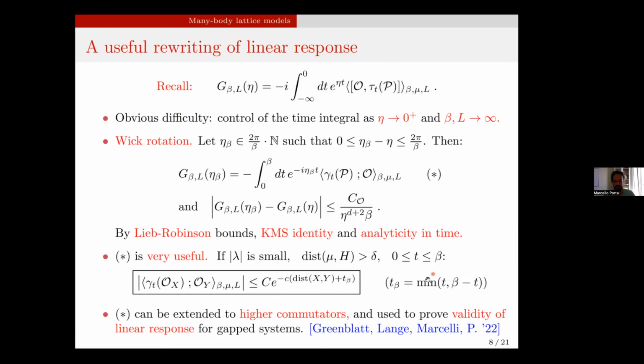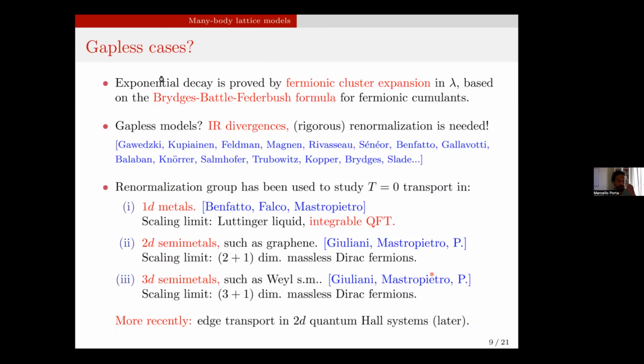All right, so how is this decay proved? Well, this is proved via cluster expansion. We start from the fact that the Gibbs state of the non-interacting Hamiltonian with a spectral gap has nice decay properties, and it turns out that these properties, for small lambda, transfer also to the interacting Gibbs state by expanding in lambda. The crucial tool that makes perturbation theory well behaved, and in fact convergent, is a beautiful identity for fermionic cumulants that goes under the name of the Brydges-Battle-Federbush formula, which allows us to prove the convergence of the cluster expansion for fermions.